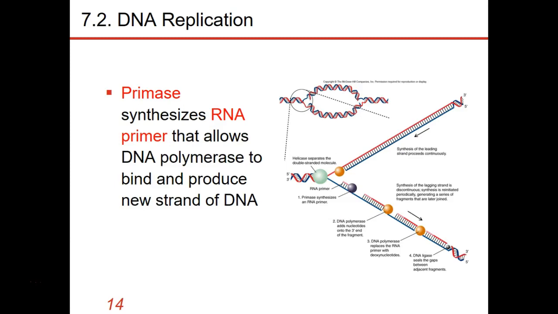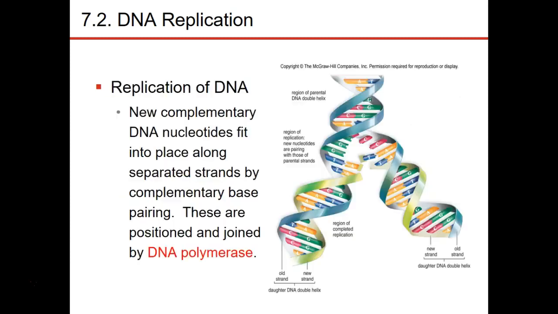Primase is what we use to synthesize an RNA primer. The RNA primer is necessary for DNA polymerase to bind. DNA polymerase binds only to a double-stranded molecule. So we have tiny little RNA primers that bind to the 3' end of the DNA, and then DNA polymerase will bind over the top.